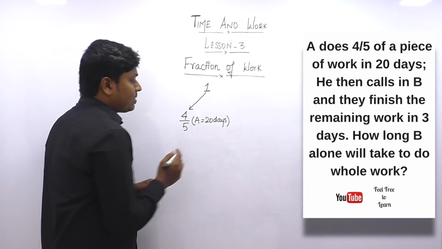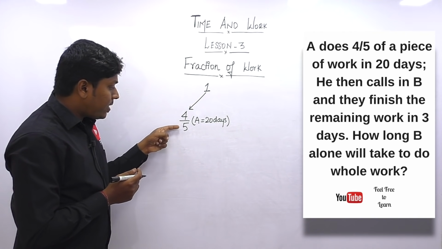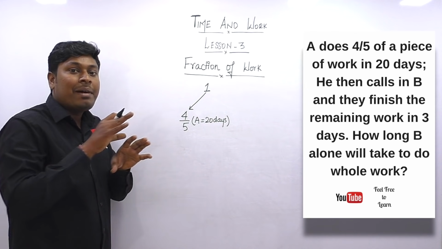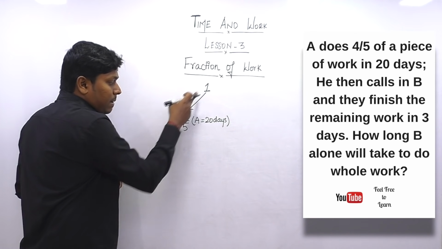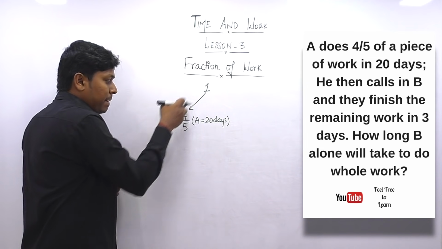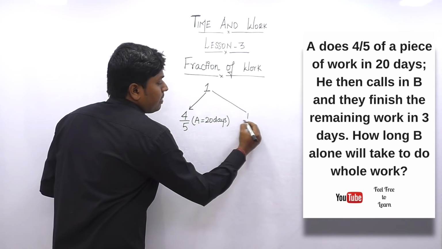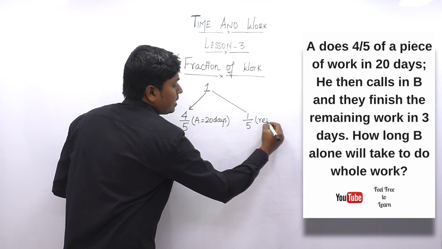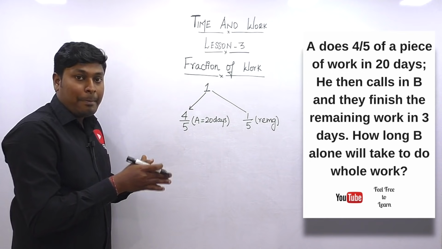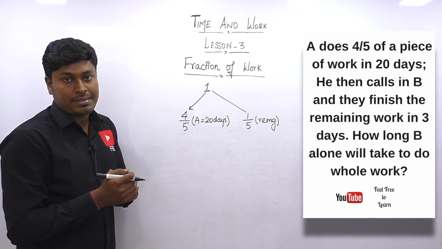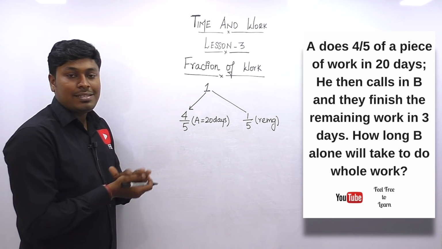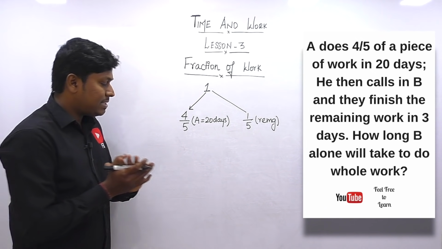So friends, got the logic. This is the first point, right? 4 by 5 of the work is completed by A in 20 days. And then the remaining work, listen carefully: 1 minus 4 by 5, because 4 by 5 of the work gets completed, so 1 minus 4 by 5 will be 1 by 5. So 1 by 5 work is remaining. This 1 by 5 work is done by both A and B in 3 days. So by using this data, our target is to find how many days B alone will take to complete the work. Understood, friends? Listen here.